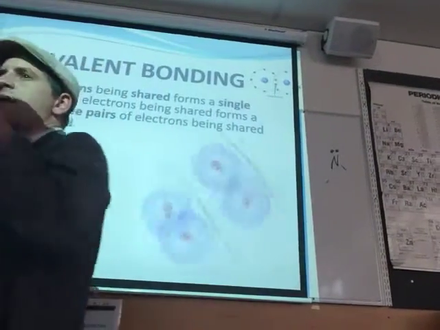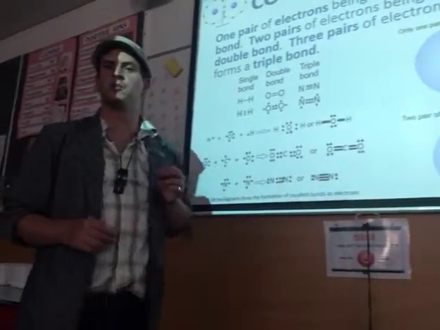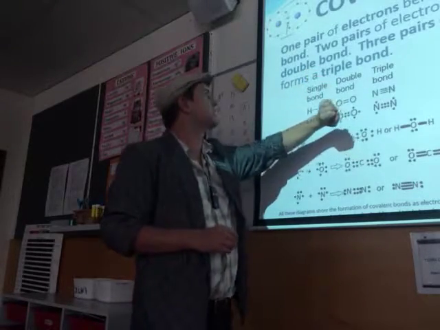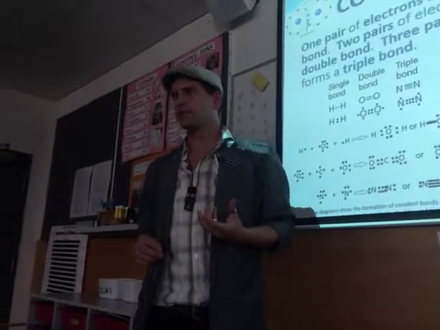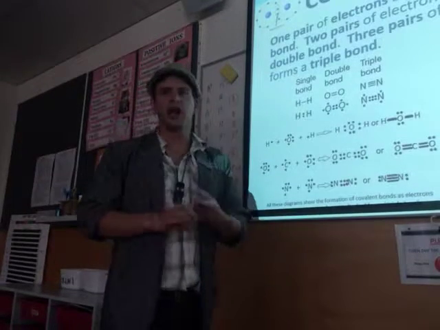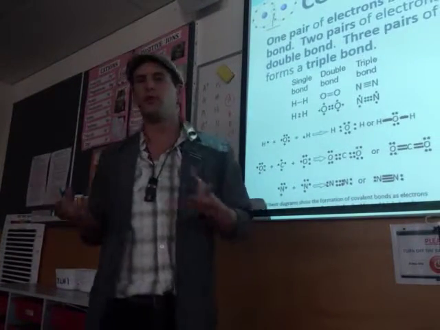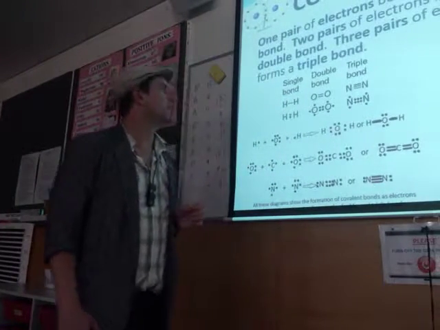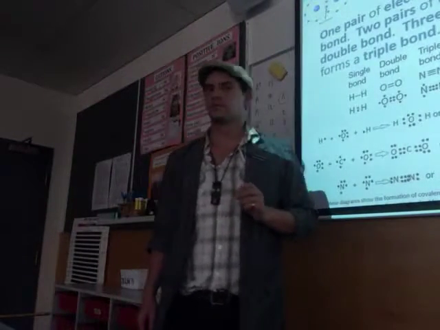If you share one pair of electrons, you have what's called a single bond. If you have two pairs of electrons being shared, you get a double bond, as is the case with oxygen. And if there are three being shared, which nitrogen can do, phosphorus can do, and carbon, because carbon can form 4 bonds, you get a triple bond. All right?